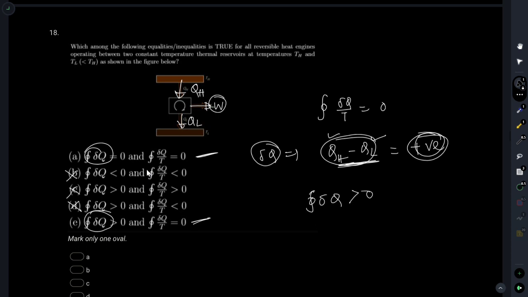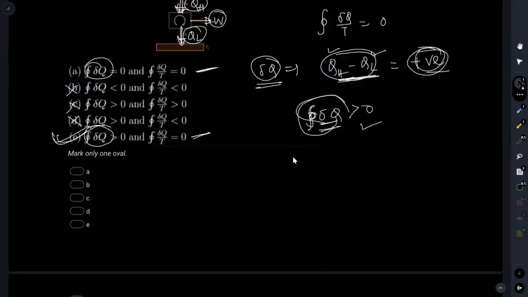So with this integration we are calculating the heat interaction during the cycle, and during the cycle there are two heat interactions. One is added to the system and one is rejected from the system, right? And the net heat interaction will be equal to del Q, which is positive. That simply means this net heat interaction will be greater than 0. So option E will be the correct answer for this particular question. Hope it is clear.